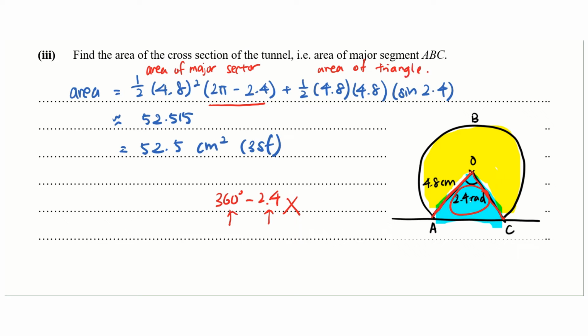Right, and therefore we will be able to get 52.5 cm² rounded to 3 significant figures for this answer.